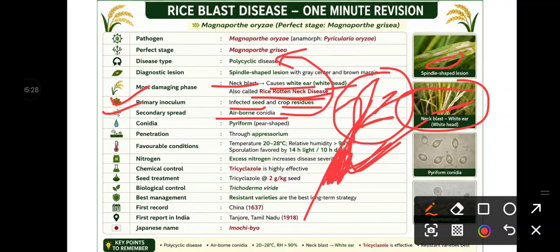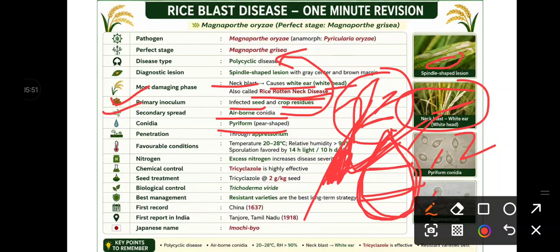Very important point about the conidia is that it is pyriform shaped. See, the conidia is like this. It is 3-celled, pyriform or pear shaped, because of the presence of 2 septa. Two septa are there, which divide this conidia into a 3-celled structure.